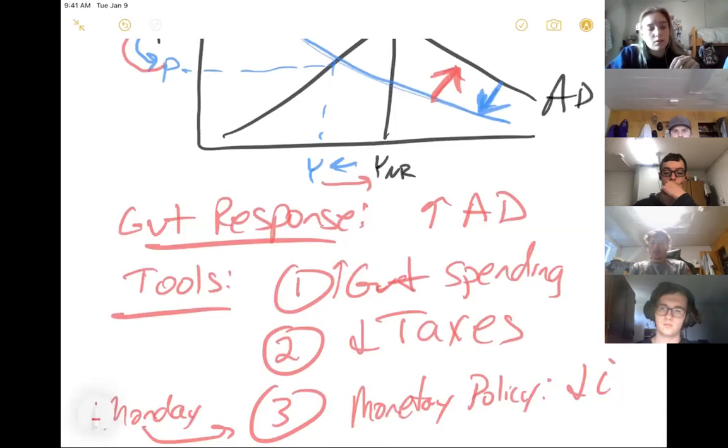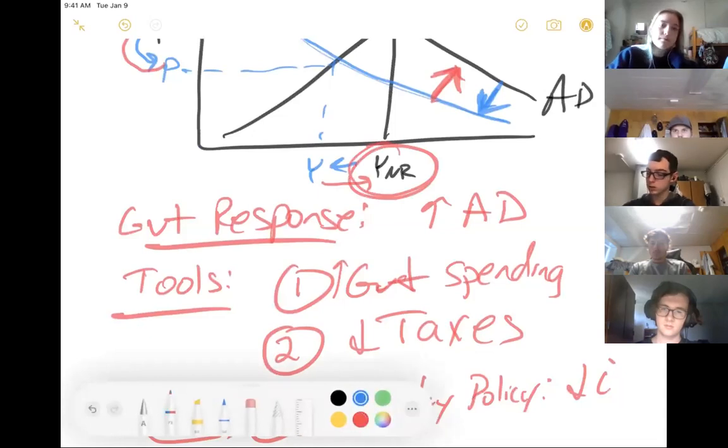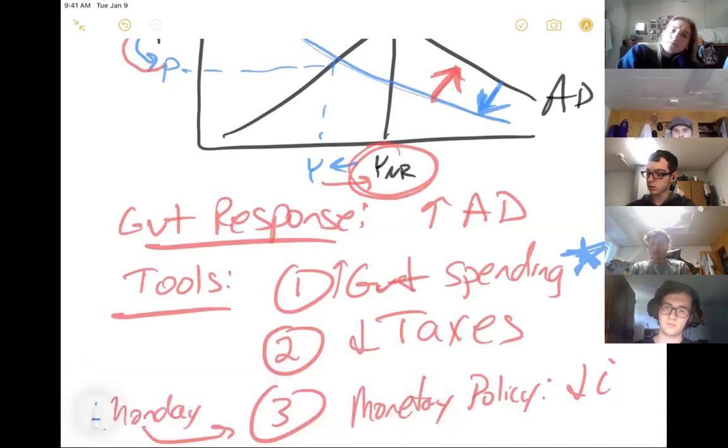And that's why we call this Keynesian stabilization policy, right? What are we trying to stabilize output around? The natural rate, right? We're trying to keep output at that natural rate. Of these three tools, which do you think Keynes thought was the most important or the most powerful? Any guesses? Spending? Government spending. Good guess.